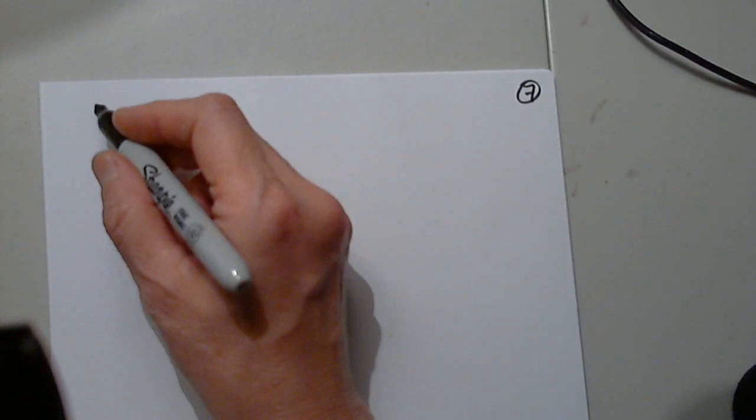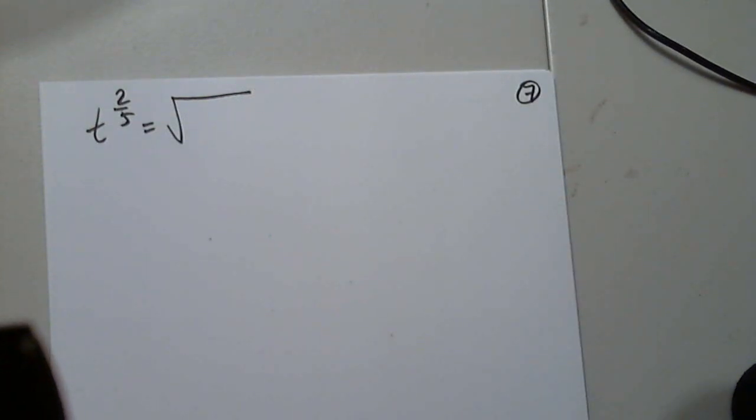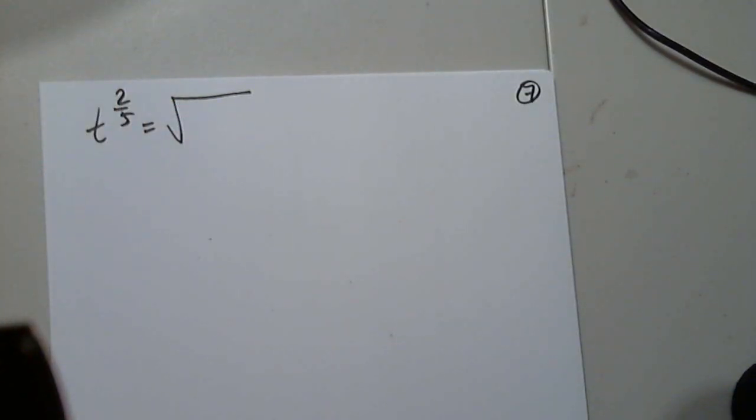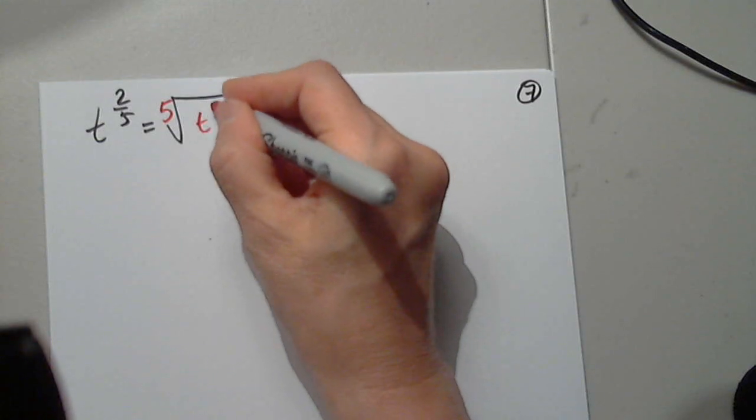48. We want to use 48, so t to the 2/5. Good. Can anyone tell us how to change this into a radical? We know it's a radical. How do I know? Because every time the power is a fraction, this must change into a radical. Can anyone tell us how to change it? Tell me what is the index. 5. That's it. So it's the 5th root of t to the 2nd power.